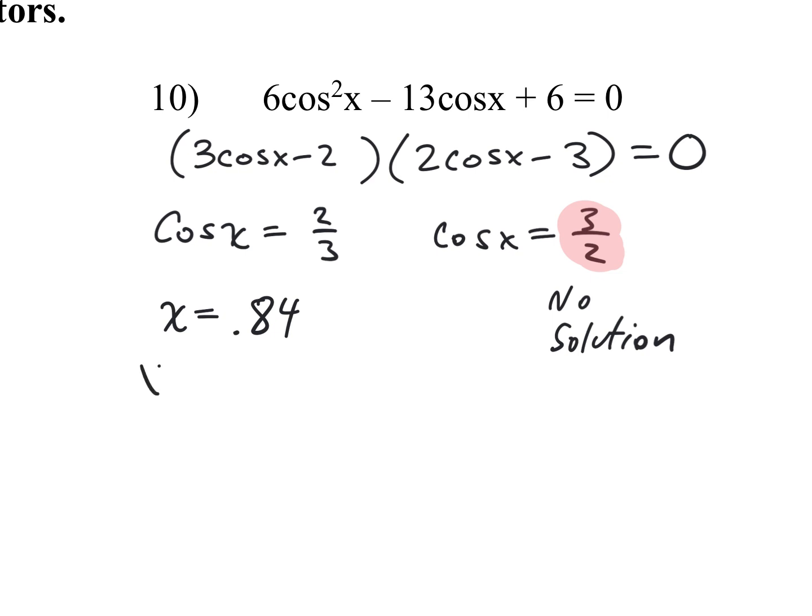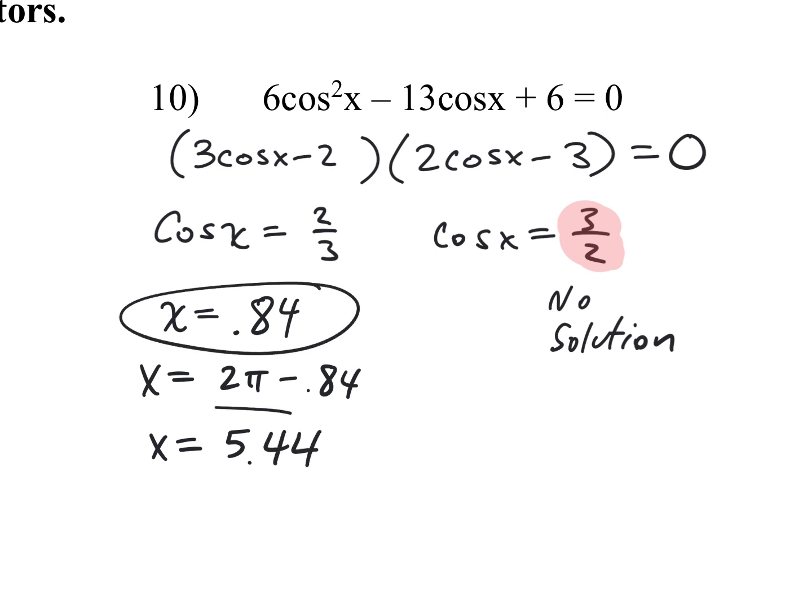So what our second solution will be is 2 pi minus 0.84. The reason we're going to subtract from 2 pi is that that will allow us to achieve the same exact reference angle in the fourth quadrant, the other quadrant where cosine is positive. When we plug that into our calculator, we end up with an x value of 5.44. So 0.84 is one solution, and 5.44 is our other.